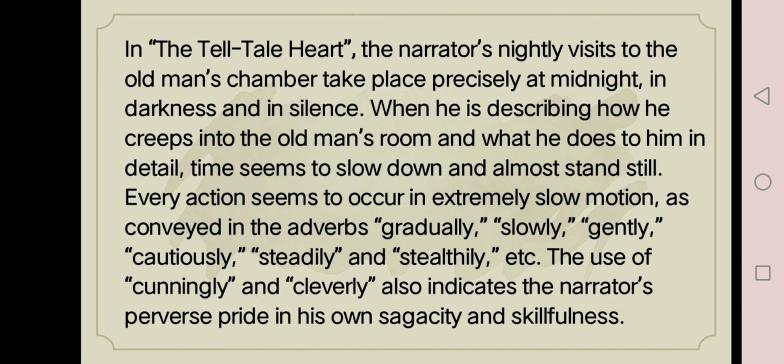So now, let us go to the main topic of my lesson for today, the lexical deviation of The Tell-Tale Heart. In The Tell-Tale Heart, the narrator's nightly visits to the old man's chamber take place precisely at midnight, in the darkness and in silence.